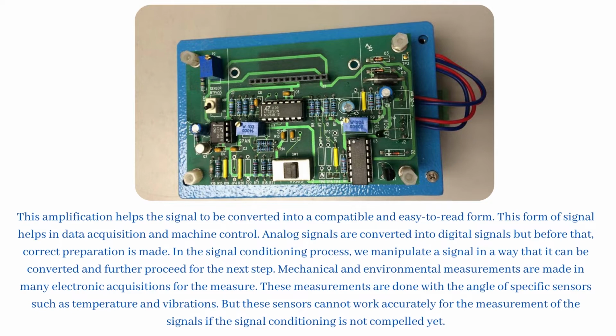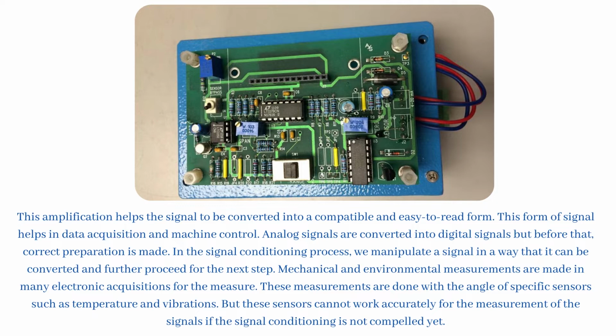Analog signals are converted into digital signals, but before that, correct preparation is made. In the signal conditioning process, we manipulate a signal in a way that it can be converted and further proceed for the next step. Mechanical and environmental measurements are made in many electronic acquisitions.